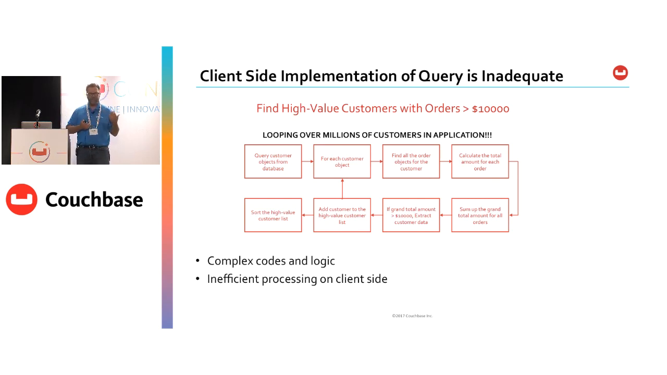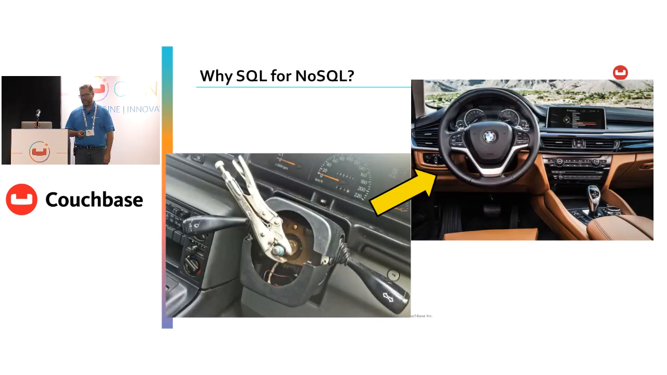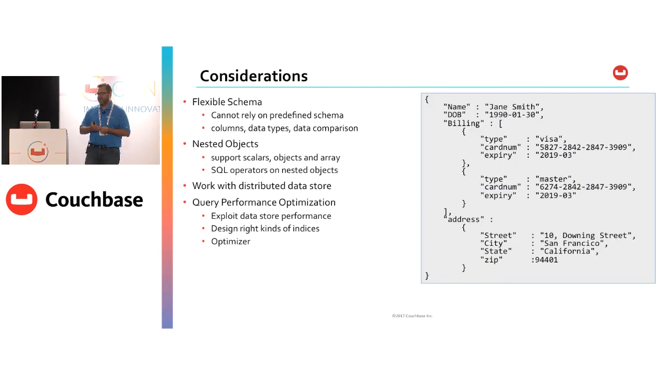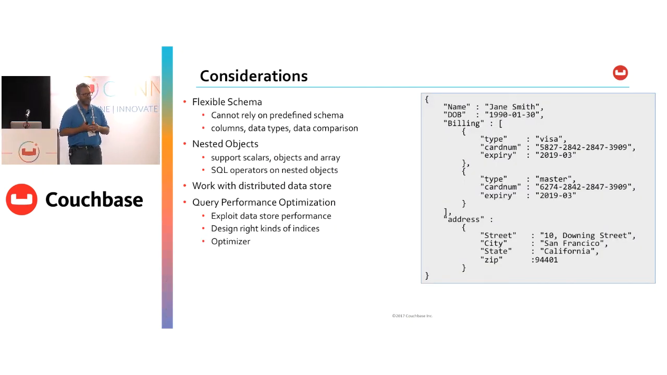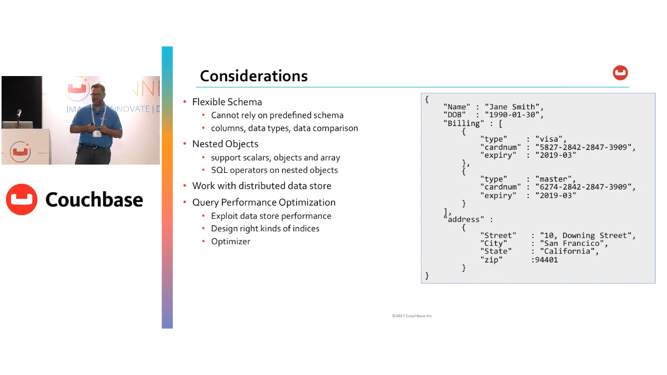With Couchbase, I can do my key value for high performance scenarios, but for scenarios like this, I have N1QL to make me much more productive and much more effective. And the processing is happening on the database engine side as opposed to in the client code side. So why SQL for NoSQL? It's kind of like this: you could buy a BMW without a steering wheel, but it's kind of hard to steer. So N1QL gives you the steering wheel to help you navigate more effectively.